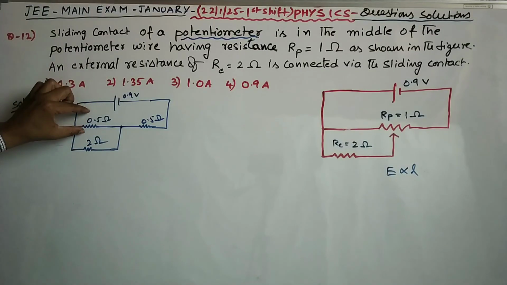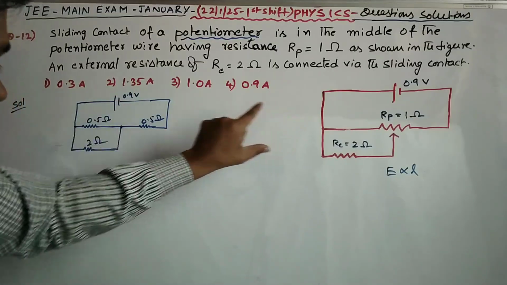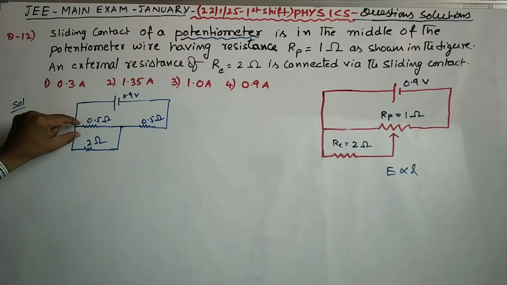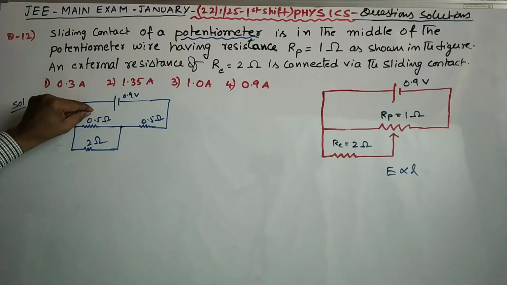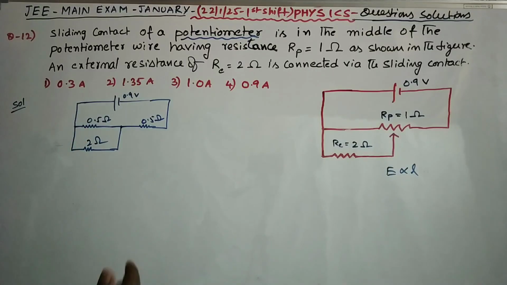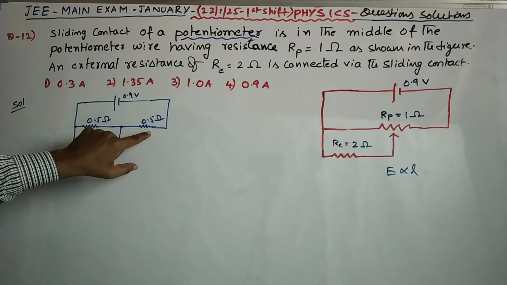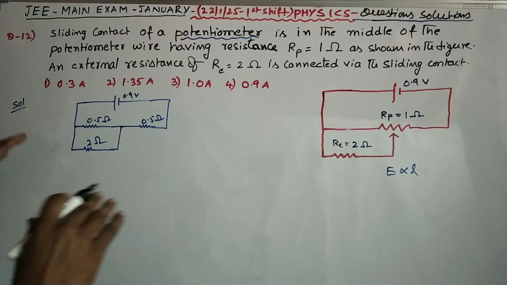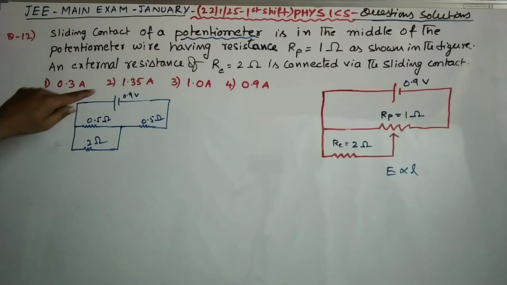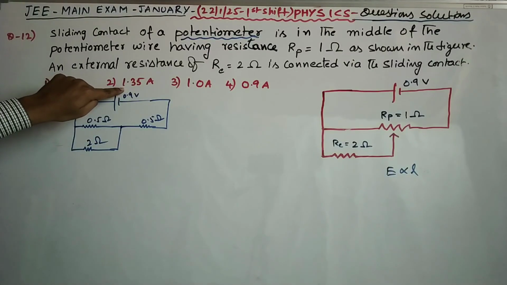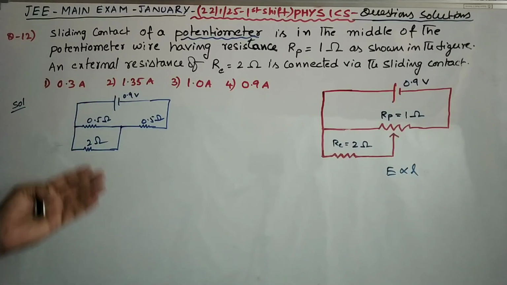Redrawing this circuit like this, you get one combination. 0.5 and 2 ohm are in parallel, and this parallel combination is in series with 0.5. That gives the total resistance in the circuit. The voltage of the battery is already given. Then I is equal to V by R, and you get the current value. Now we can do it.